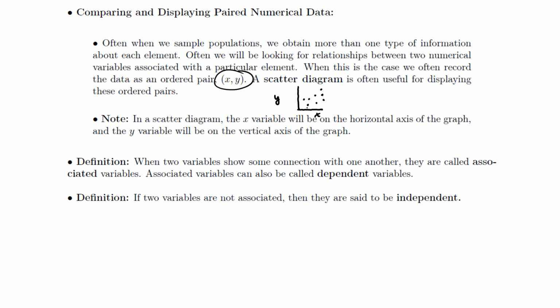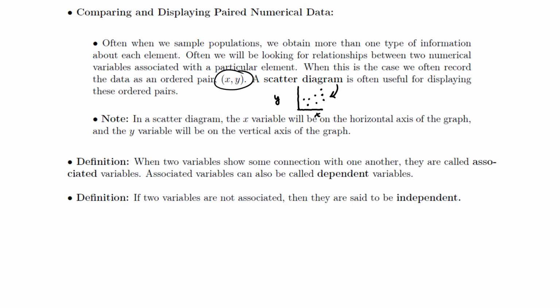We can just plot them on an xy axis, and this is what a scatter diagram is. That's going to be the main visual way that we represent two numerical variables that are paired up together. x will always be put on the horizontal axis like you're used to, y on the vertical.